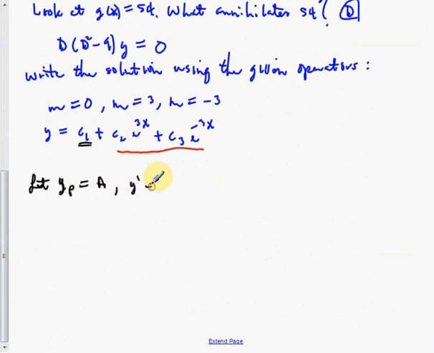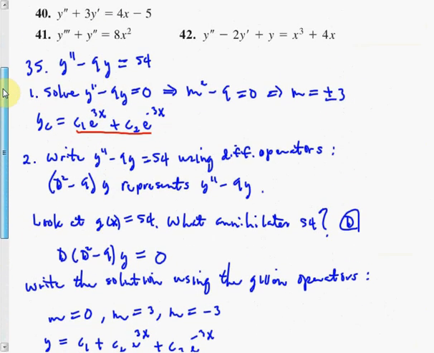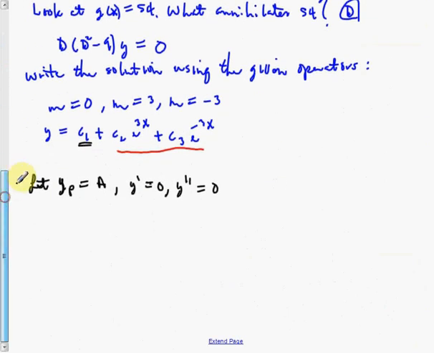Y prime is 0, y double prime is 0. Go back to the original equation. Let me write the original equation over here: y double prime minus 9y equal to 54. So I'm going to plug in that information. Here, y is equal to a, y prime is 0, y double prime is 0. So this is 0 minus 9 times a is equal to 54.